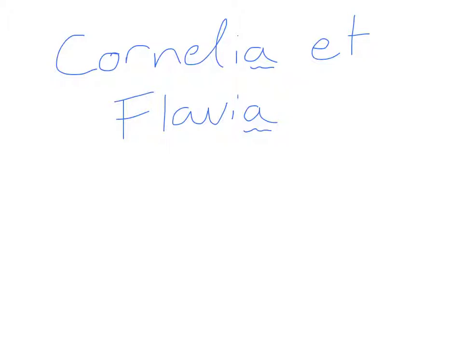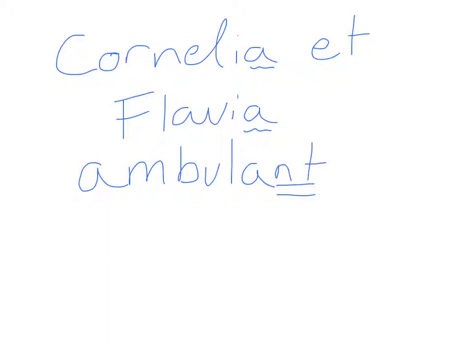Pause it for a second to see if you can come up with the verb for to walk. So the beginning of the verb is going to be ambula. And then we need to figure out, are we going to put a T or are we going to put an unt onto the end? Is it going to be ambulat or ambulant? And since we're talking about two people, we're going to say ambulant because it's plural.